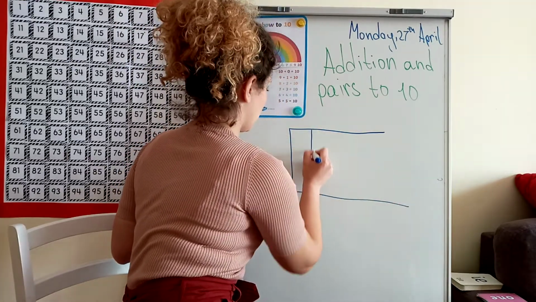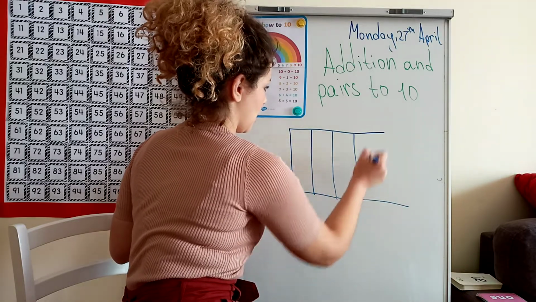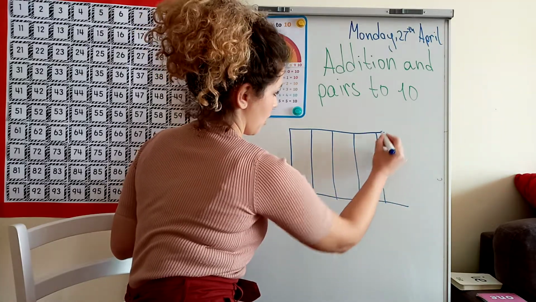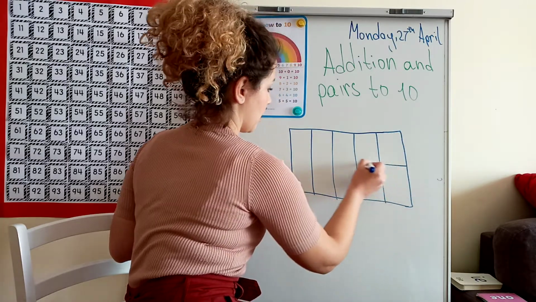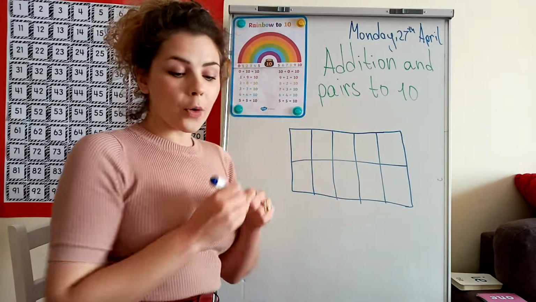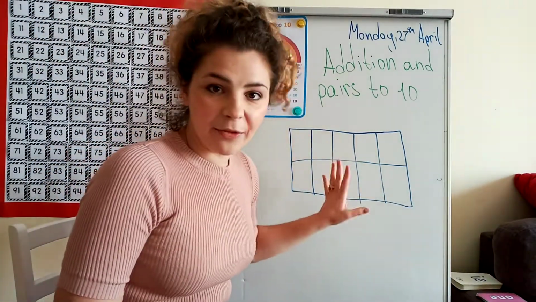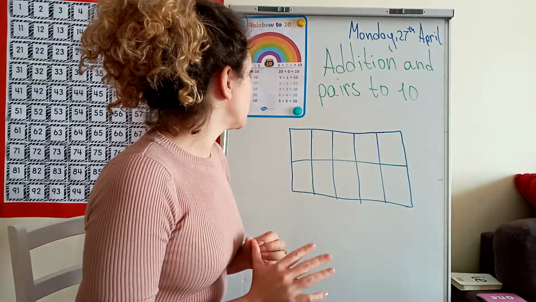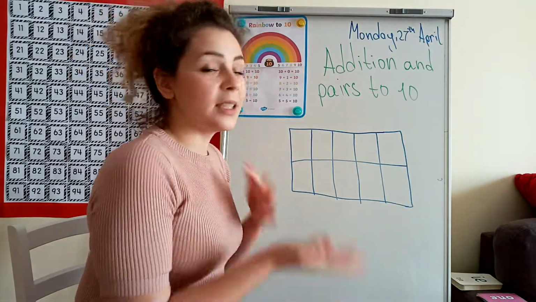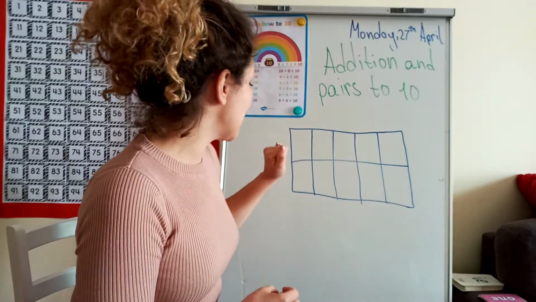Okay, so 1, 2, 3, 4, and 5. Okay, and here. Okay, so we know the time frame has 10 fields. So how is this in a way related? Well, this is definitely related to number pairs to 10.